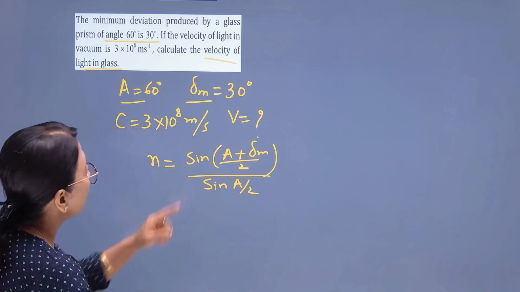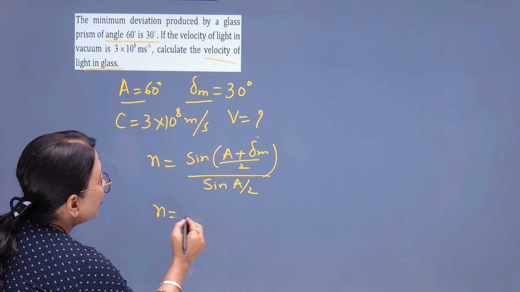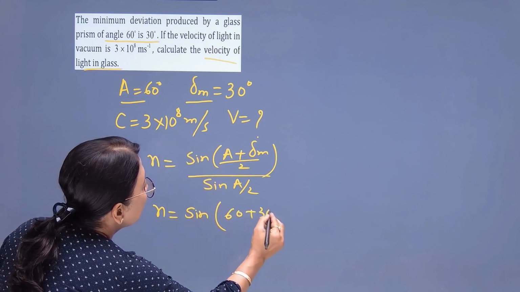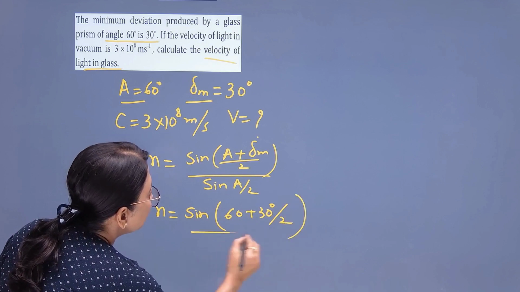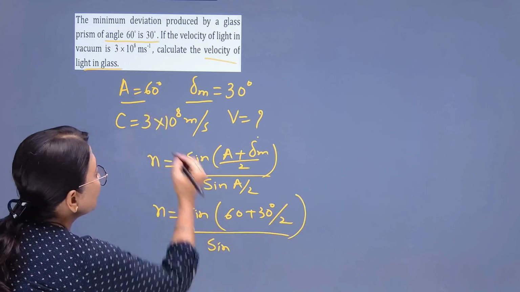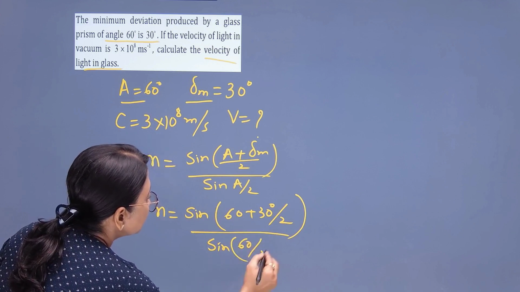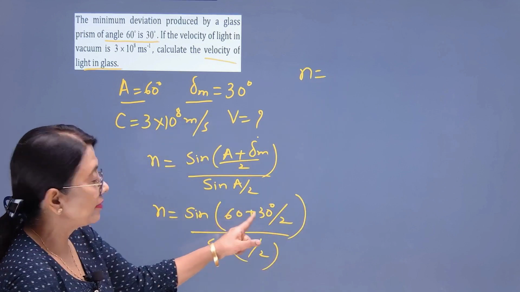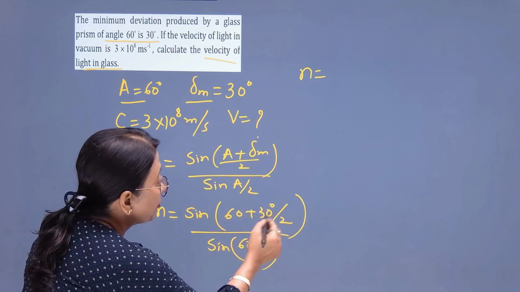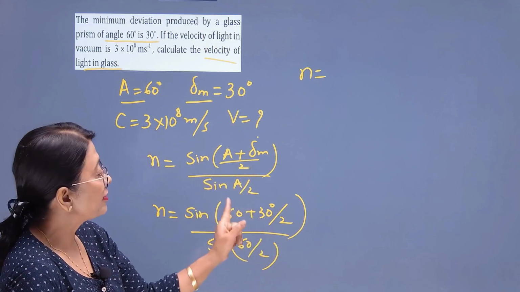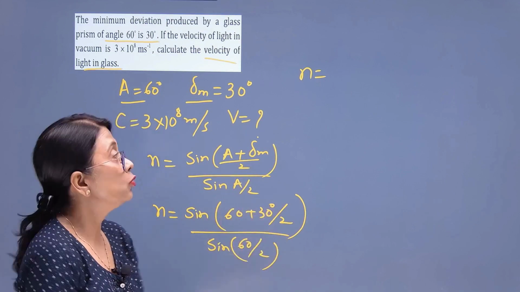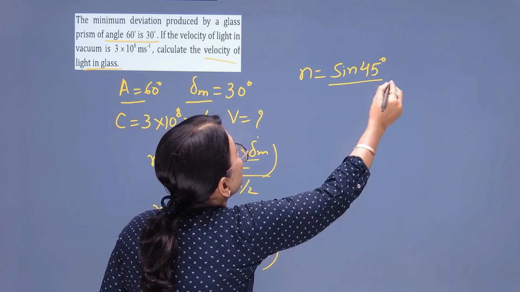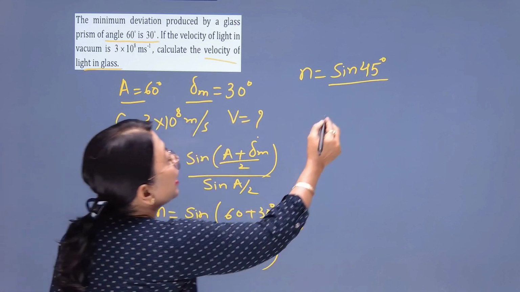Right. So now we are going to put what? A and delta m. Put करिए इसमें. n is equal to sin, A की जगह put करते हैं 60, delta m की जगह put करते हैं 30, divided by 2. And this is your sin A by 2, means 60 by 2. Find out this value. This n will come out as sin, how much is it? 60 plus 30 by 2, that is 45. That means 90 by 2 will give you what? Sin 45. So this value is sin 45 degree, divided by, this is how much? This is sin 30 degree.